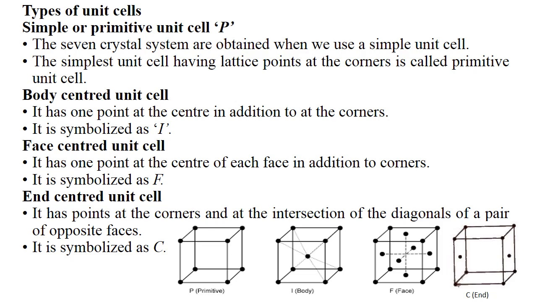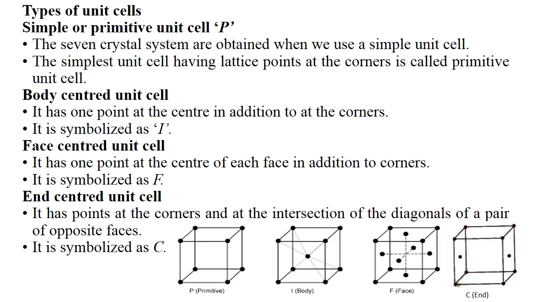The second one is the body-centered unit cell. In the body-centered unit cell, one point is present at the center, and in addition to the center, points are also present at the corners. It is symbolized as capital I. It means in the body-centered unit cell, points are present at 2 positions, one at the center and others at the corners.